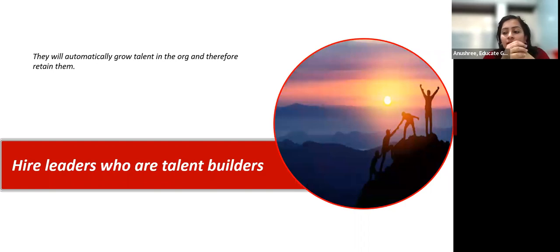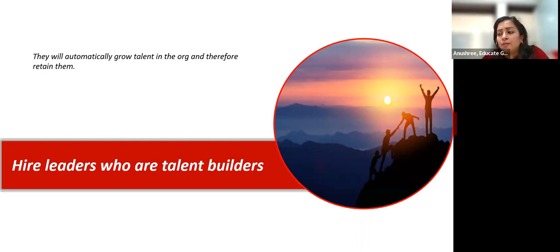And yeah, the last point, hire leaders who are talent builders. While we look for talent, even if you hire one great leadership resource, they will build that talent for you. Even if that means spending a little more money on the hire, because having the right leadership in place is very, very important. So you need to hire leaders who are talent builders.